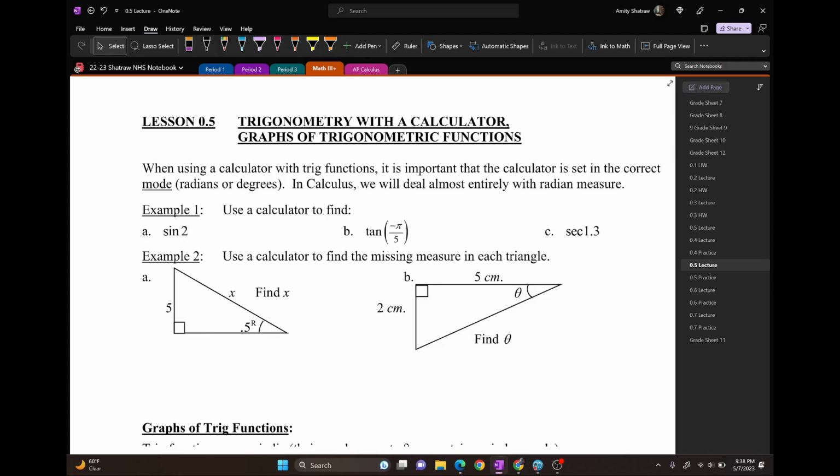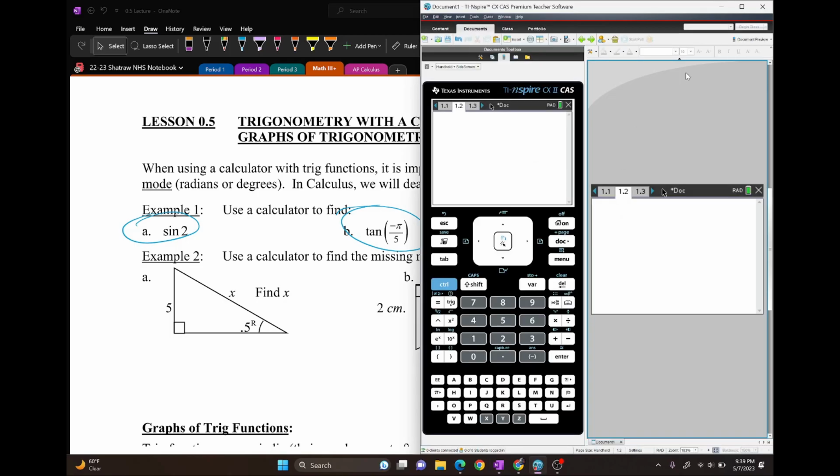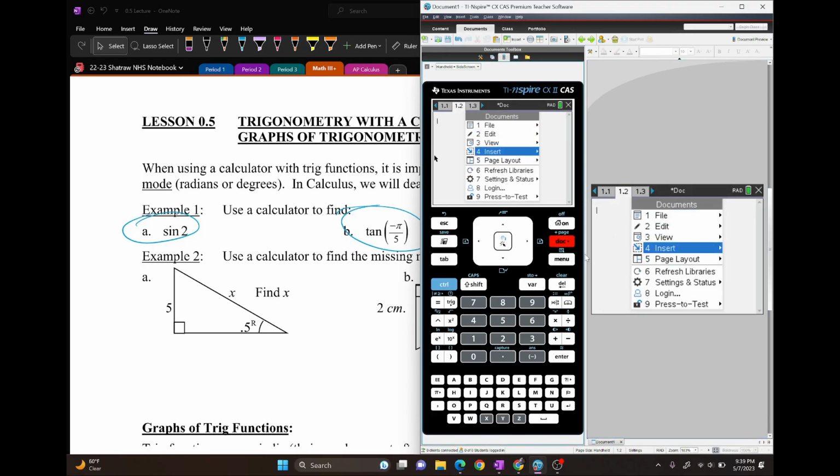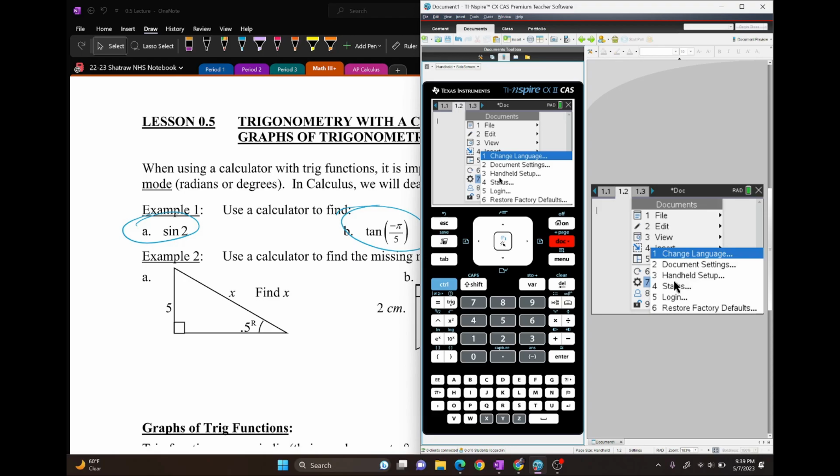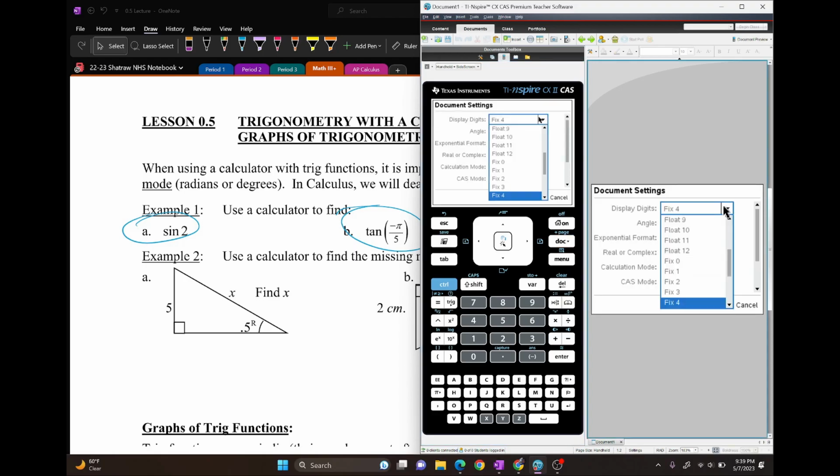Starting out using the calculator to find sine of 2, tangent of pi over 5, and secant of 1.3, what you need to know is that I have other classes, and so my calculators will often be set to degrees mode. Not only that, but sometimes my calculators are not set to the correct number of digits that are necessary for an AP exam. So take your calculator, open it up, go to settings and status on your doc page, document settings.